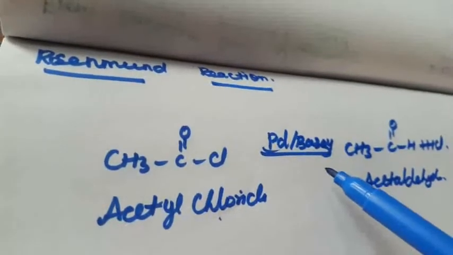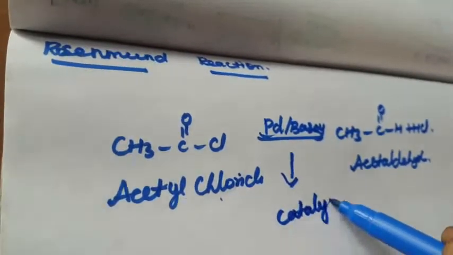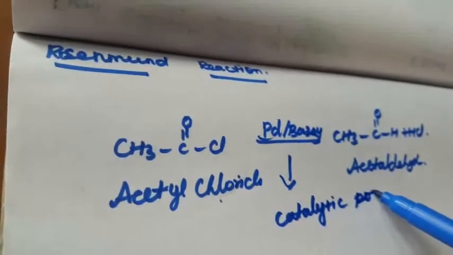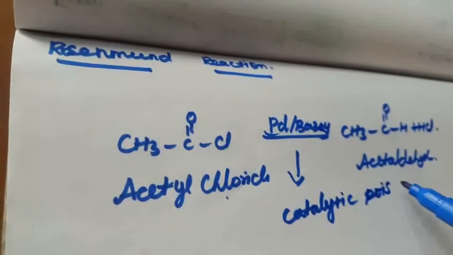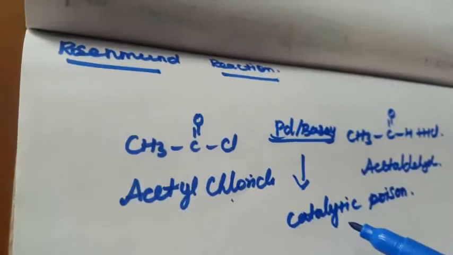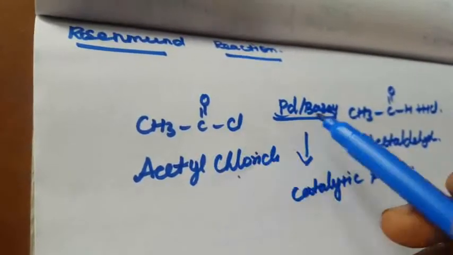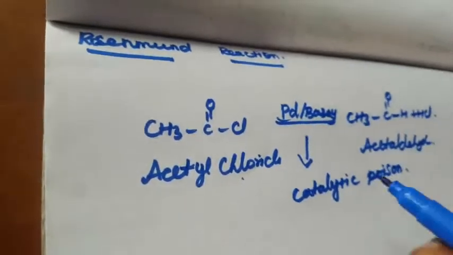So what is the reason? It acts as a catalytic poison. What is meant by catalytic poison? The compound which destroys the catalyst activity. Okay, so formaldehyde and ketone cannot be prepared. Formaldehyde and ketone cannot be prepared by this method.